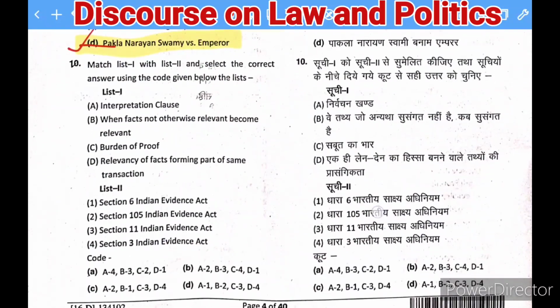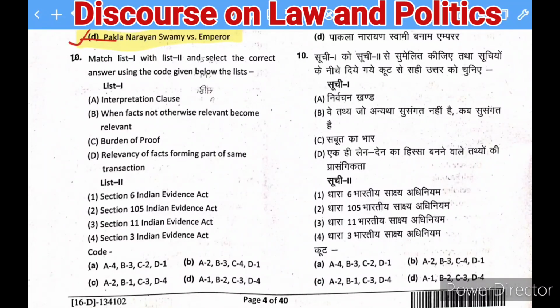The next question is again matching of the list. You can see it is matching of the list. List 1 is about the provisions, and list 2 has the sections. So we have to match this one. Let's start here. The first one is the interpretation clause, which is within section 3 of the Indian Evidence Act.